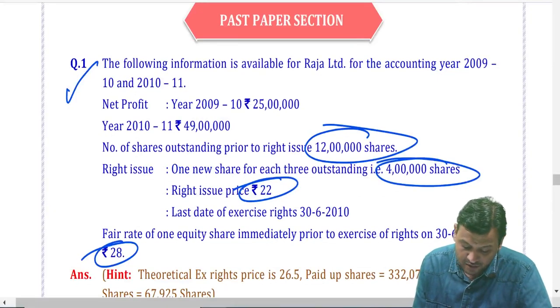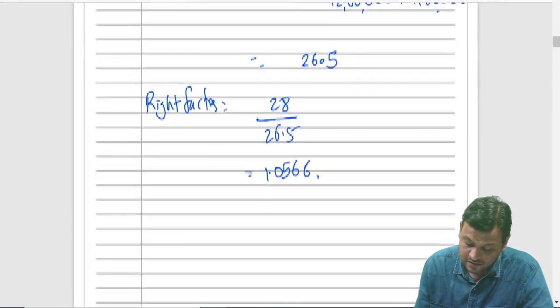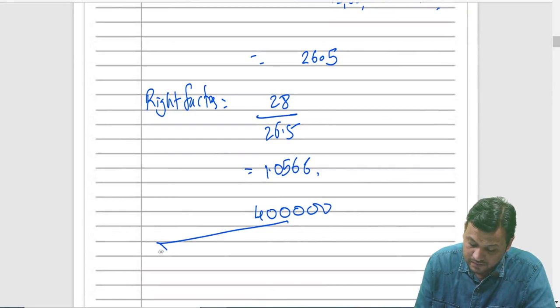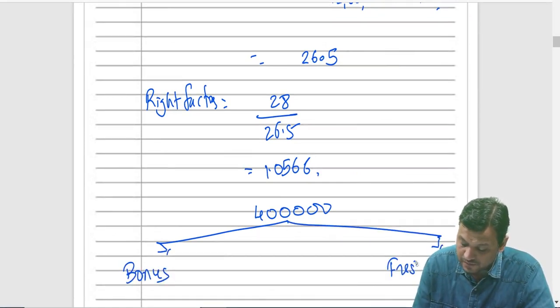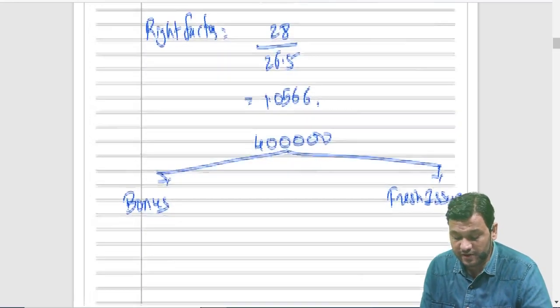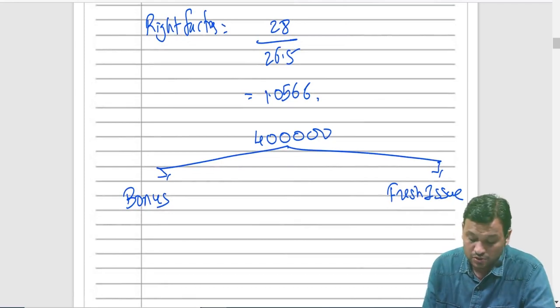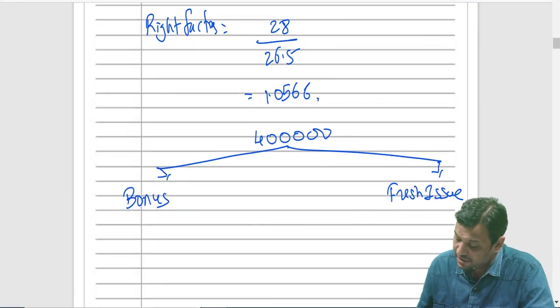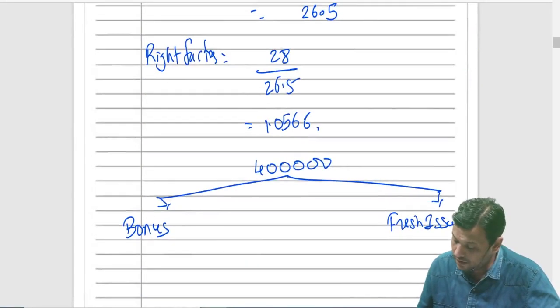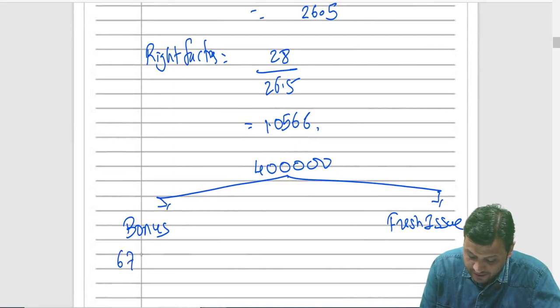Now, my dear students, how many bonus shares and how much is fresh issue, because we are issuing 4 lakh shares? How many shares are to be considered as fresh issue and how many shares are to be considered as bonus issue? So very simple. My existing shares, which is 12 lakh, into 1.0566, 67,920.